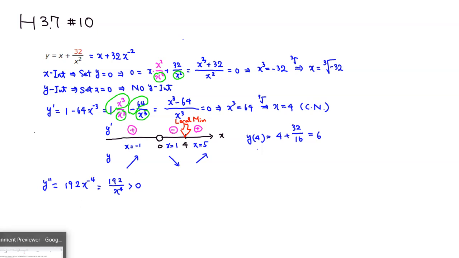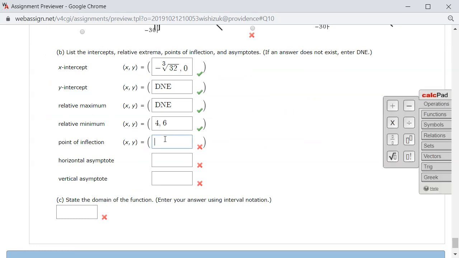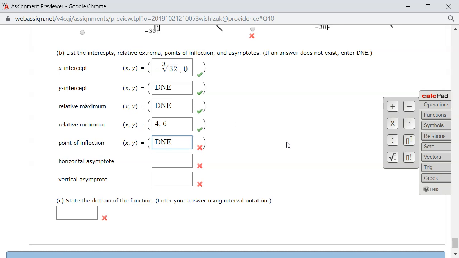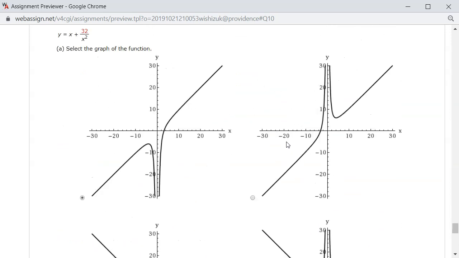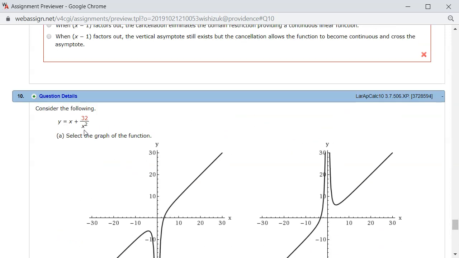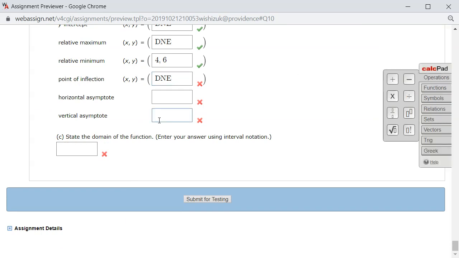All right, so I'm going to just go ahead and answer that. No inflection point, so I'm going to put does not exist there. Then vertical asymptote, you can see that here, when x equals 0, it's going to blow up. So x equals 0 is the vertical asymptote.